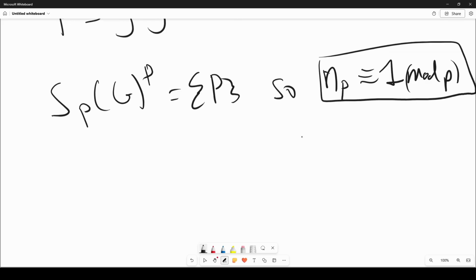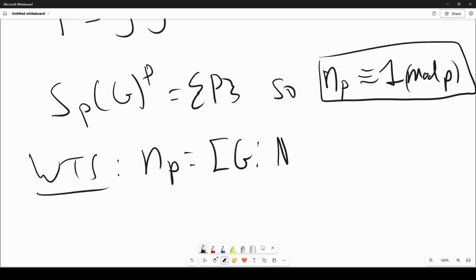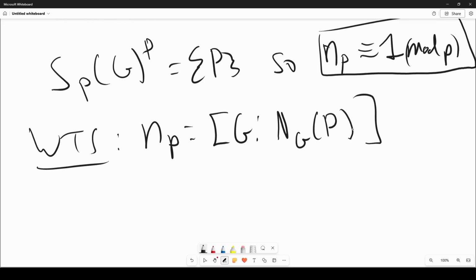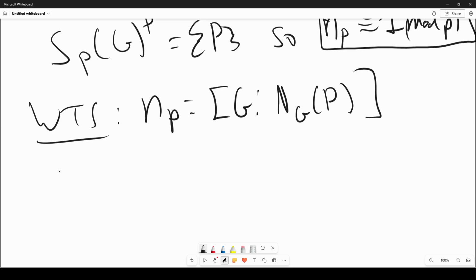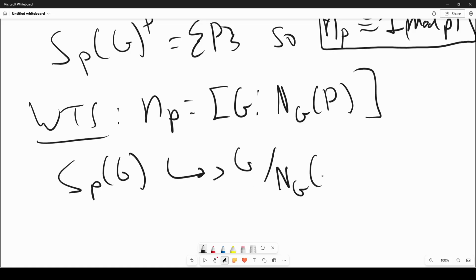For our second step, just a quick reminder, we want to prove that the actual size can be determined by the index of the normalizer in G. This is equivalent to showing that there's a bijection between the set of p-Sylow subgroups and G modulo this normalizer. This is essentially what we want to show.